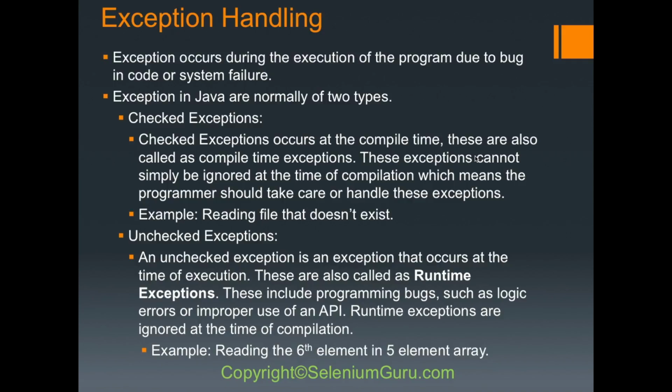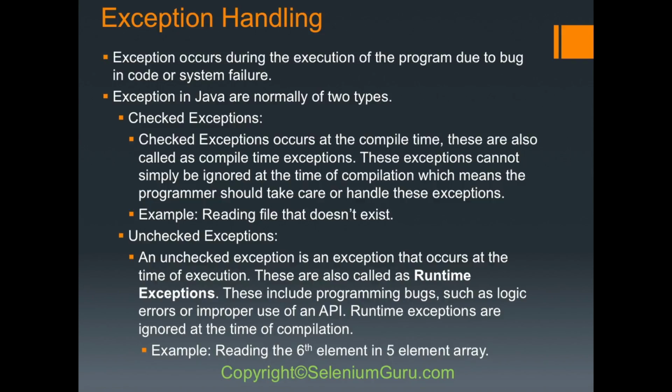The other one is the unchecked exception. An unchecked exception is an exception that occurs at the time of execution. These are called runtime exceptions. These include programming bugs such as logic errors or improper use of an API. Runtime exceptions are ignored at the time of compilation. Example, reading the sixth element in a 5-element array.